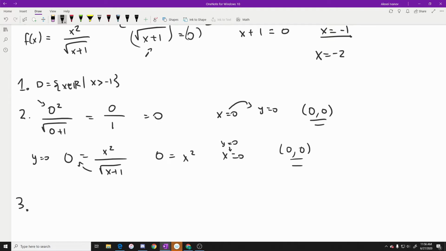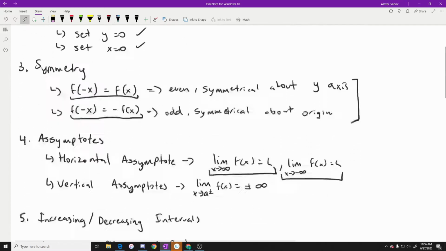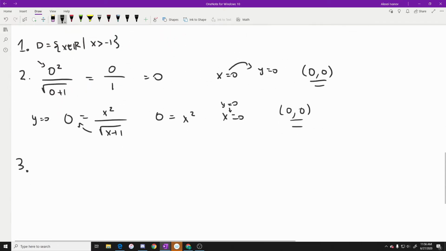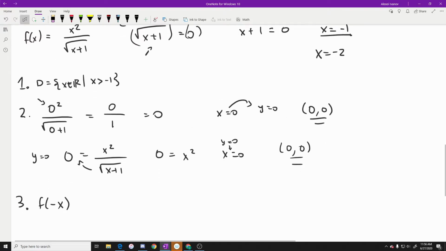Now for the third step, we are asked to compute the symmetry of the function. So let's do that real quick. First, we start off by taking f of minus x. If we plug in minus x into the function, we get minus x squared over the square root of minus x plus 1. And this is not equal to f of x.